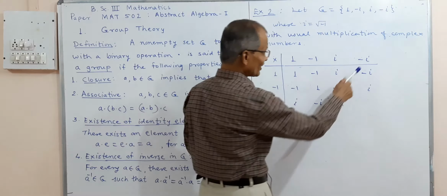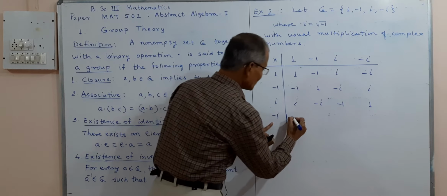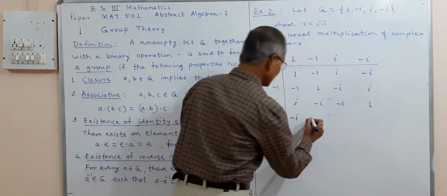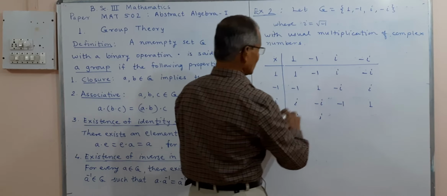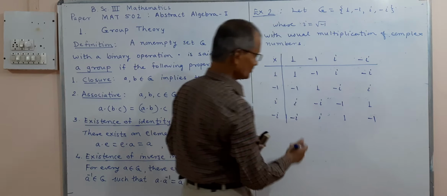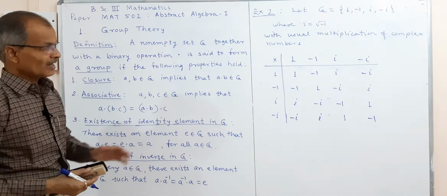So i into minus i square, and that is plus 1. Finally, this is in the final row, minus 1, and this is i, minus i square is 1, and plus i square is minus 1. You may check it easily. So this is the composition table.